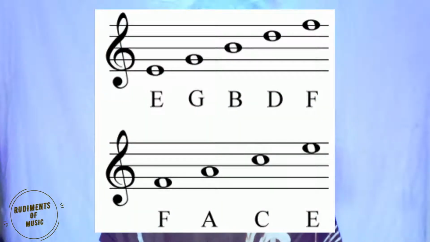For the treble staff, the first line from below is E, the second line is G, the middle line, which is the 3rd line, is B, the 4th line is D, while the 5th line is F. So you have E, G, B, D, F. Now, there's a simple sentence that can help students to remember the lines of the treble staff. And it's a very simple sentence.